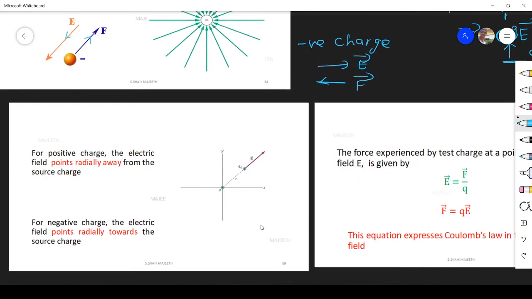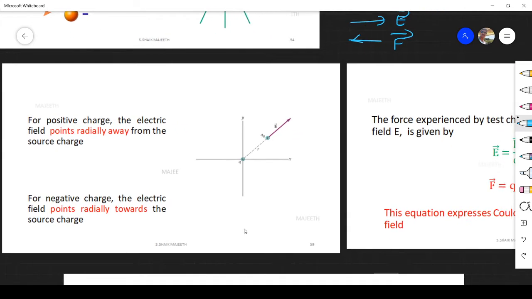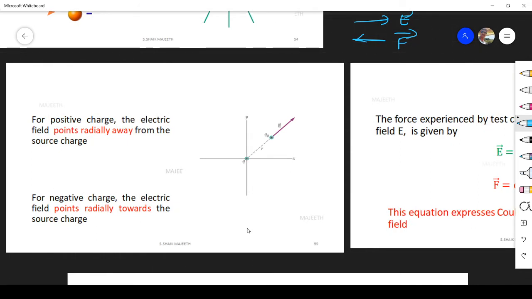Next one, you see for a positive charge, the electric field points radially away from the source. So this is a positive charge, it will go radially away, right? Similarly for a negative charge, it goes radially inwards. For a positive charge, it will be going like this, going away, radial. It is spreading like sunlight. It is radially away. For a negative charge, it is going radially in.